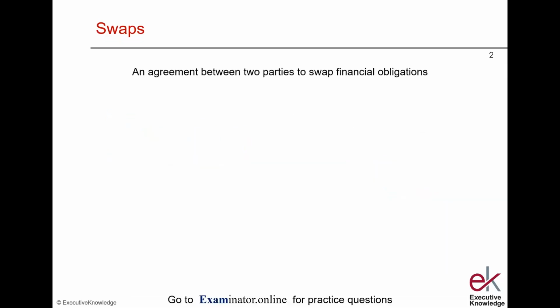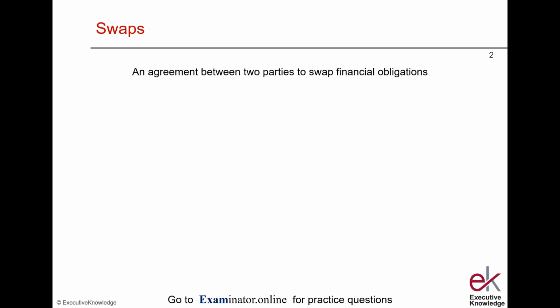Now, what is a swap? It's an agreement between two parties to swap financial obligations. There are two types of swaps: interest rate swaps and currency swaps. With currency swaps, you swap the principal and you swap the full interest payments. With interest rate swaps, you do not swap the principals, but you net off the interest rate payments.